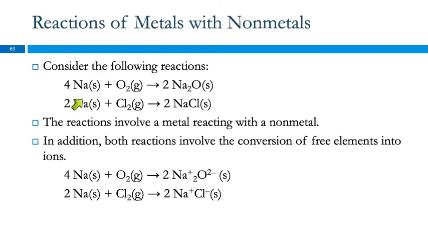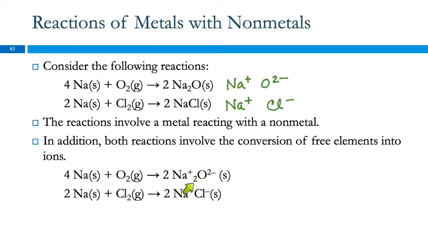So here we have sodium reacting with oxygen, sodium reacting with chlorine, a metal reacting with a nonmetal element. And if we look at these products, we see that they are ionic compounds that have sodium ions and oxide ions, sodium ions and chloride ions. It's down here as well.